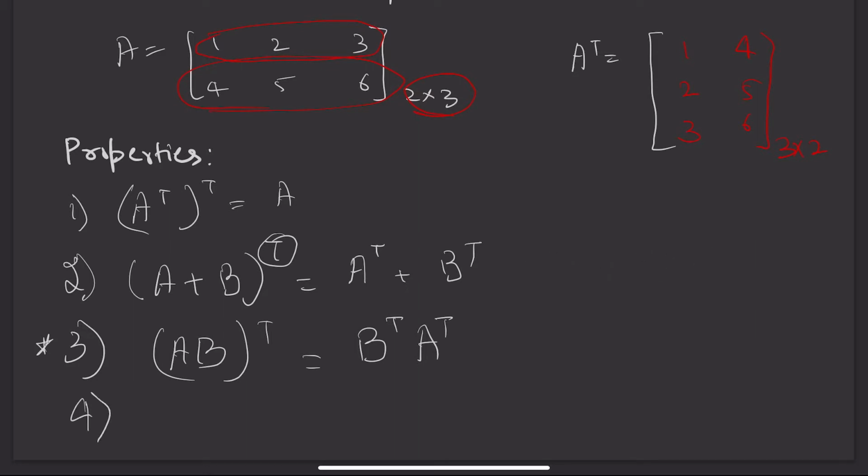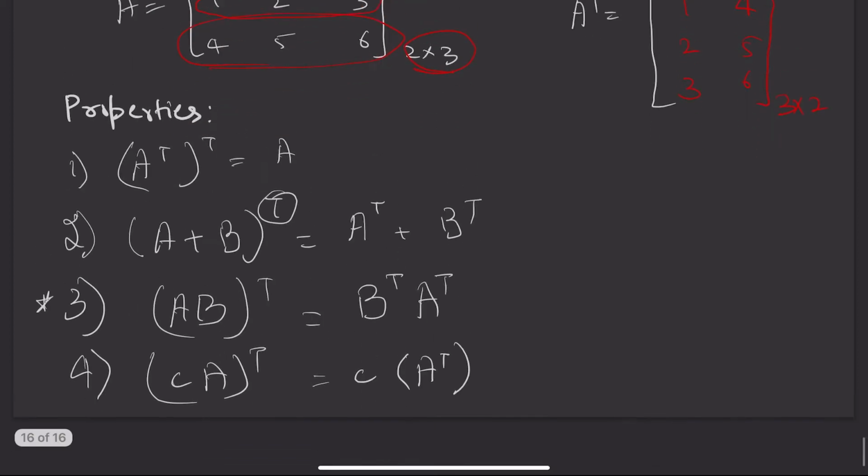So the fourth property is CA transpose, where C is a scalar. In this case we can take the scalar out. We can write C and apply transpose on A, and then apply the scalar later. So it's one and the same thing, whether we multiply by the scalar before applying transpose or after applying transpose.